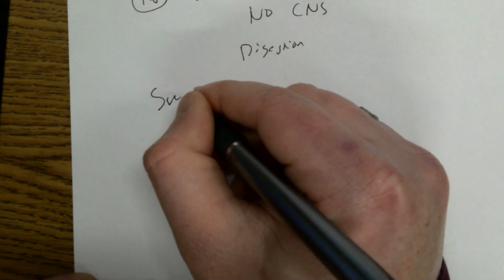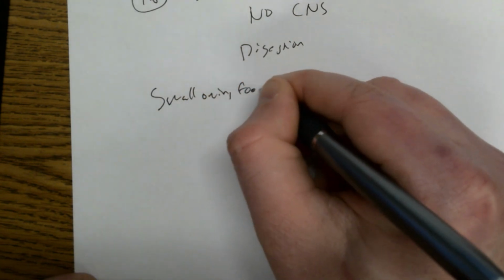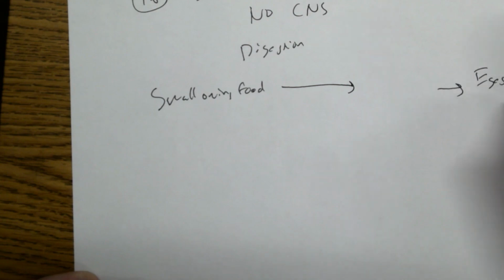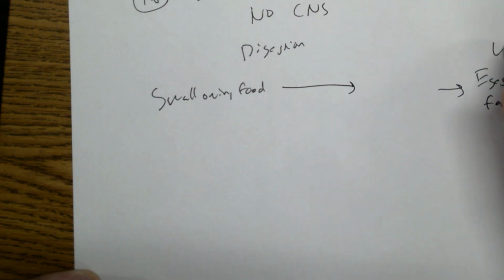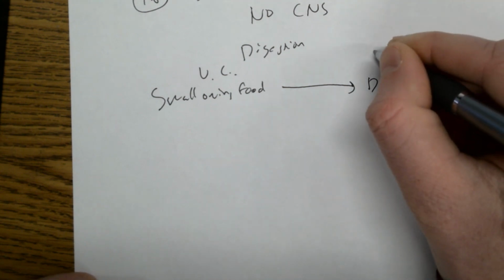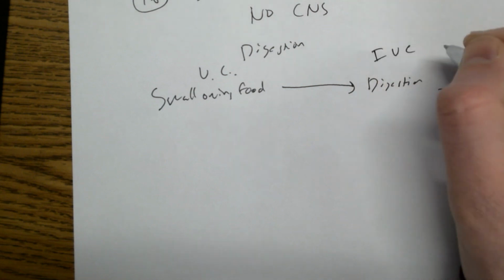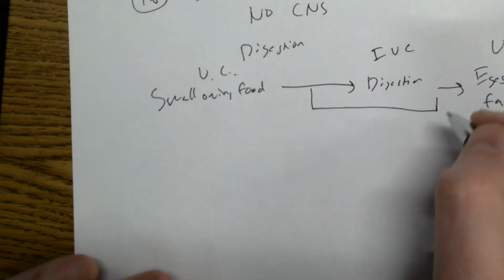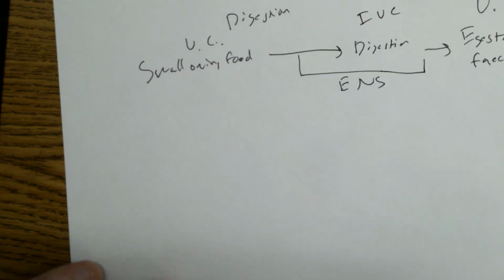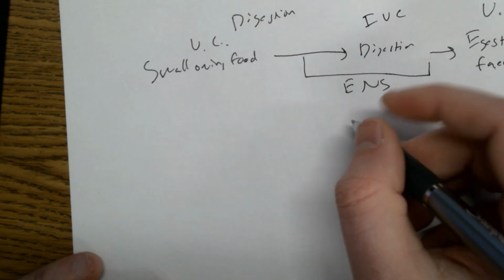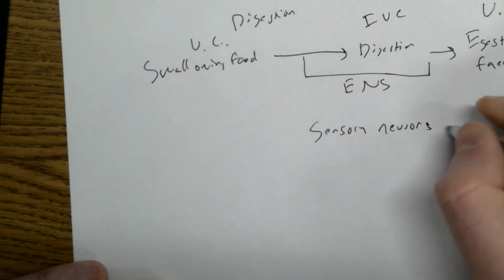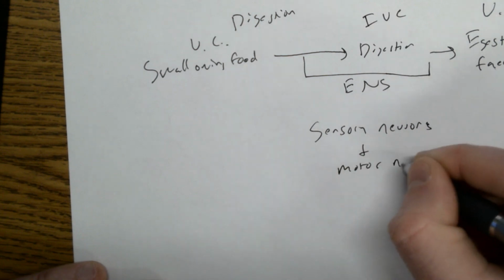So swallowing food, and then egestion of feces, is under voluntary control. This is voluntary control, this is voluntary control. But the part in the middle is involuntary control. This part here is all done by the enteric nervous system with no signaling from the central nervous system. And what it's doing is basically just using sensory neurons and motor neurons to push food forward.